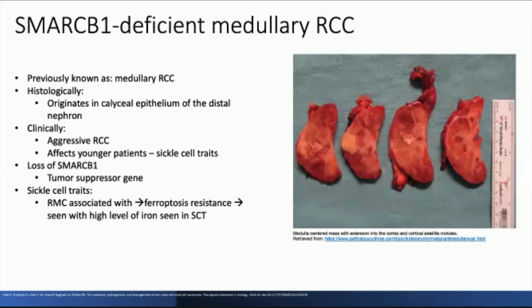And clinically, this is a very aggressive form of RCC, which almost exclusively affects younger patients with sickle cell traits, with many cases in the literature affecting people of African descent. And this is the case because renal medullary carcinoma is associated with ferroptosis resistance, which is associated with high levels of iron, which is seen often in patients with sickle cell traits.